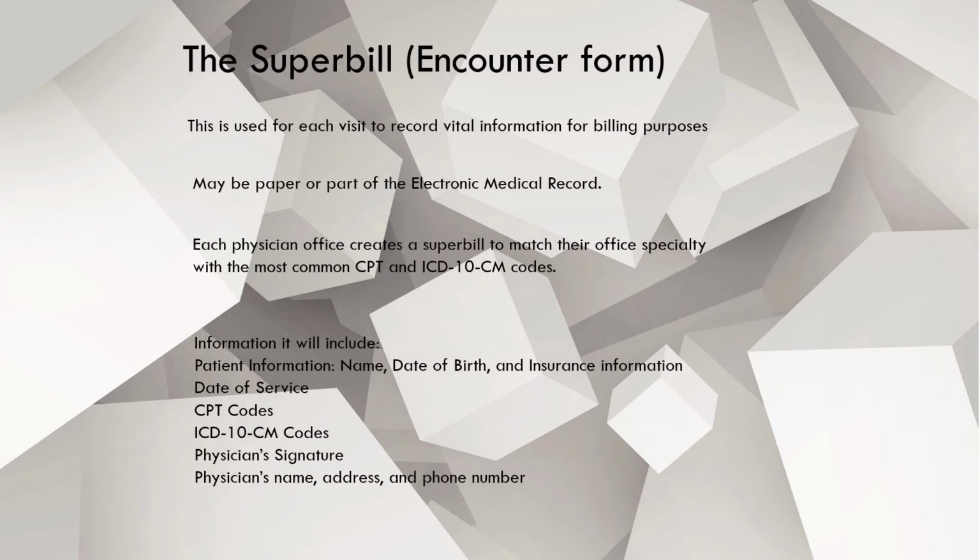The super bill, which is the encounter form. This is used for each visit to record vital information for billing purposes. It could be paper or it could be electronic medical record. Each physician office will create a super bill to match their office's specialties with the most common CPT and ICD-10-CM codes. Information it will include will be patient information, name, date of birth, and insurance information, the date of service, CPT codes, ICD-10-CM codes, the physician's signature, the physician's name, address, and phone number.